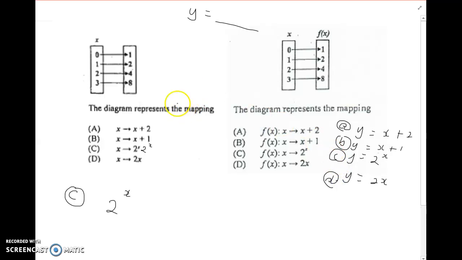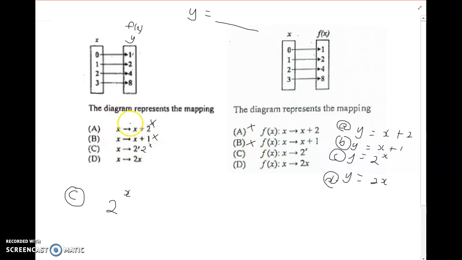Alright, cool, let's check it out. So x plus 2. If I add 2 to 0, it's my y value, or my f of x value, same thing. If I add 2 to 0, what should I get here? I should get 2, but I didn't get 2. So right away we know that A is out. Let's check B. X plus 1. So 0 plus 1 is 1. 1 plus 1 is 2. But 2 plus 1 is 3, not 4 there. So B is not an option as well.